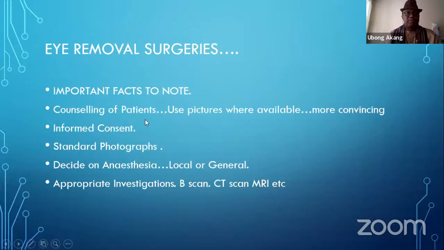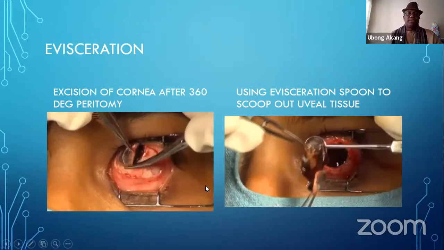Eye removal surgery is an important factor to note. Counseling of patients, very, very important. Use pictures where available. It's more convincing. Informed consent, standard photographs, decide on anesthesia, whether you want to use local or general, then appropriate investigations. B-scan if you are suspecting intraocular tumor, CT scan and MRI where the patient can afford.